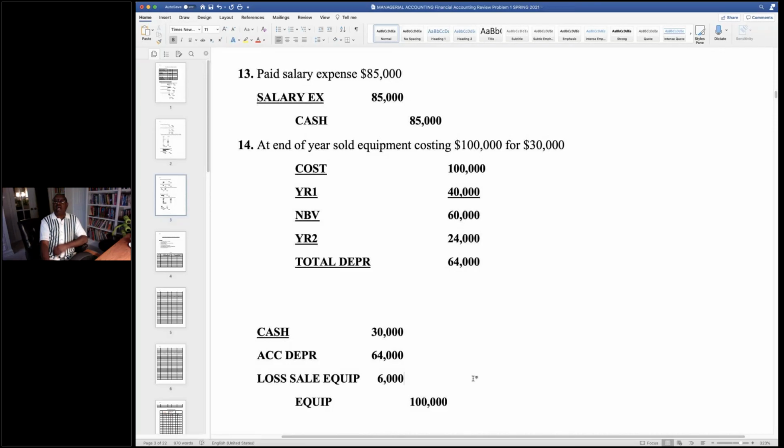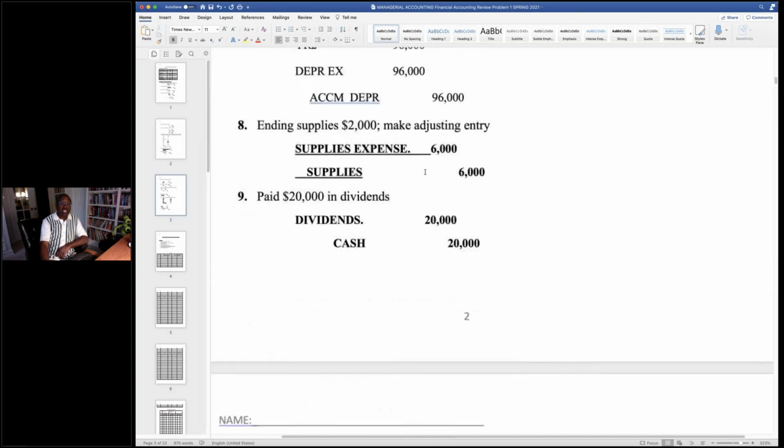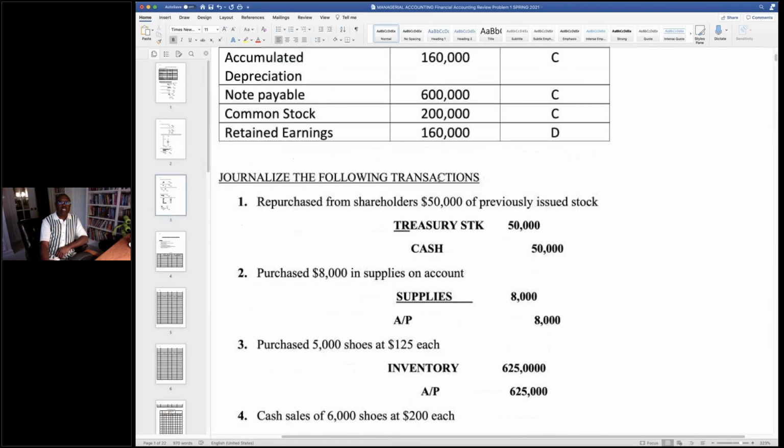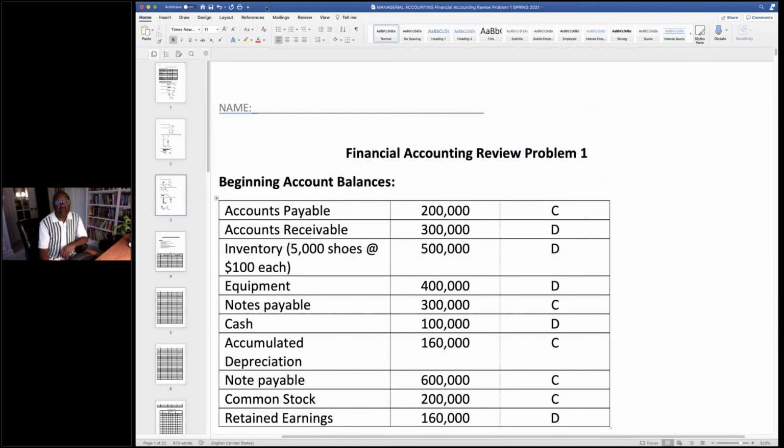So we have all of the journal entries made. Now what are we going to do next? Y'all make me do all the journal entries for you. I've got to go to the T account. You've got to put all these amounts in the T account. Put beginning balances in, then all of these amounts.